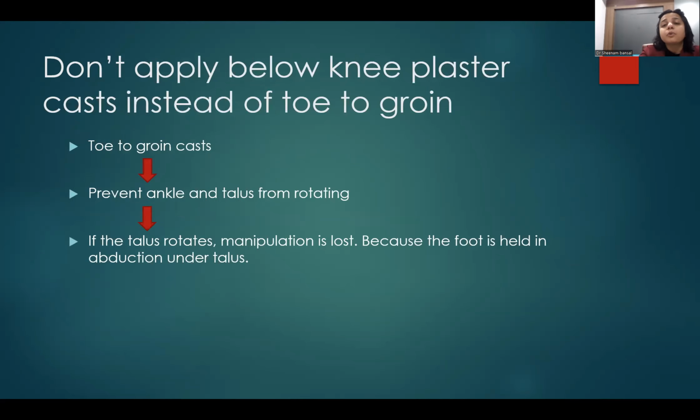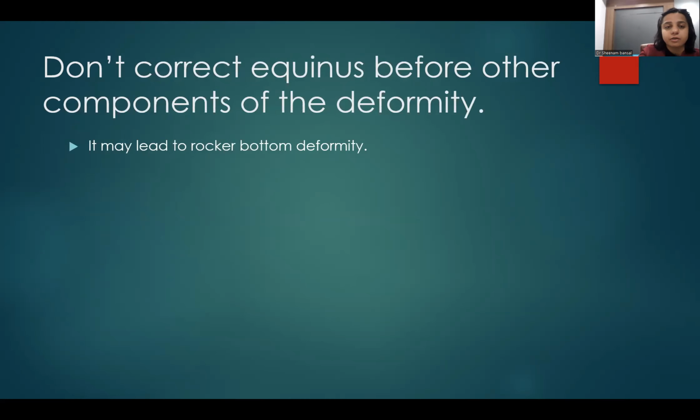Don't apply a below knee plaster cast instead of toe to groin. Because what will happen? It will allow the talus to rotate, and when the talus rotates, everything is under the talus. If the talus rotates, the manipulation is lost. So the foot is held in abduction under the talus. If the talus is rotating, then there is no use in manipulating the foot.